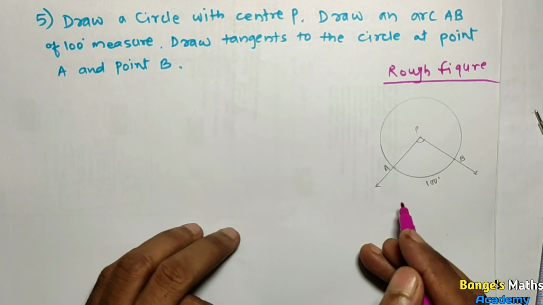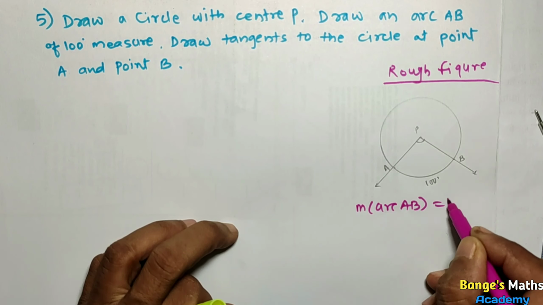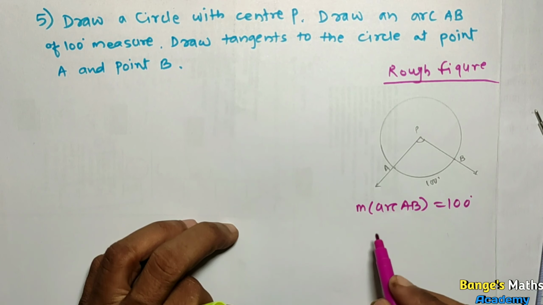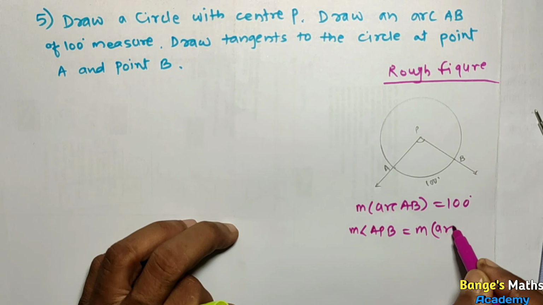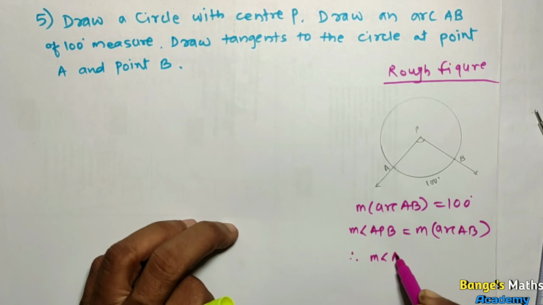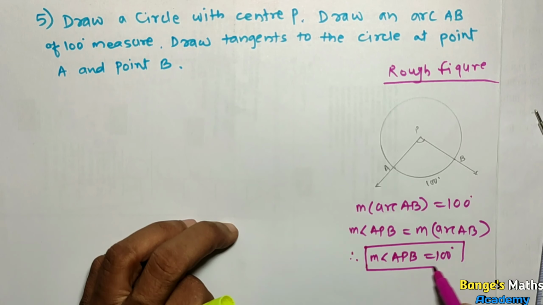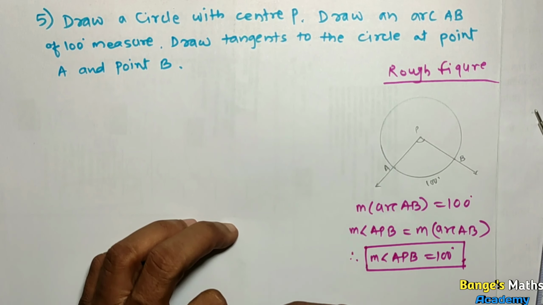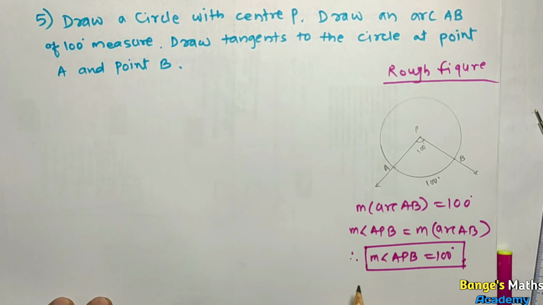So see, measure of arc AB is 100 degree. So measure angle APB is equal to measure of arc AB by the definition of measure of arc. So therefore measure angle APB is equal to 100 degree. From this information we get measure of this angle 100 degree. Then we can draw tangents at point A and point B.